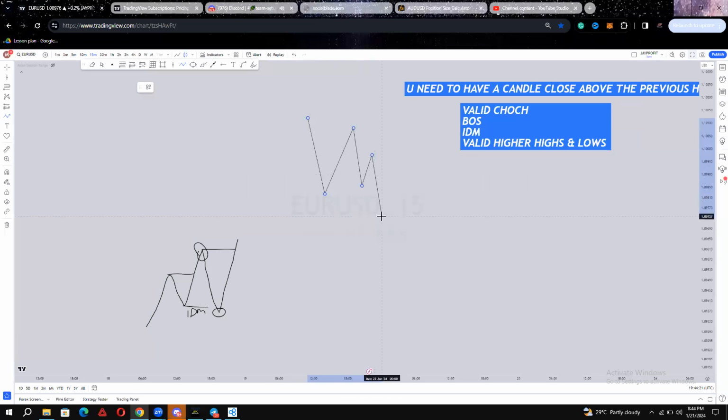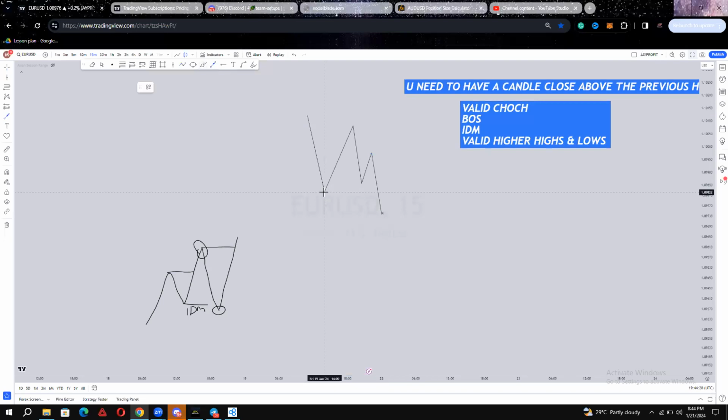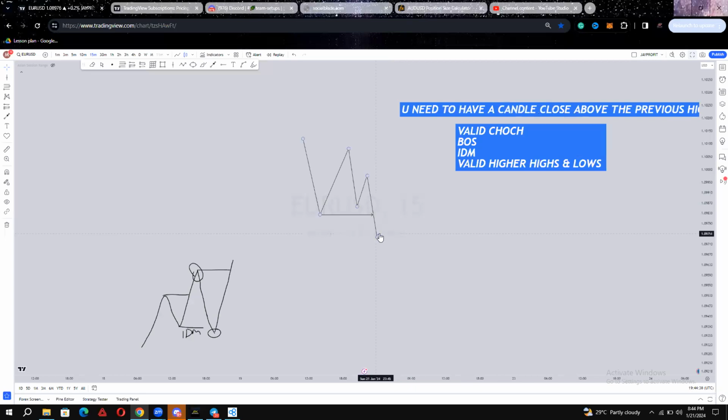now, as you can see right here, we already broke structure. So for us to confirm this to be our lower low, as you can see, after price broke the previous lower low, we have this lower low right here. But now we can't just call this a lower low yet. Based on structure, we can't call this lower low yet, right?